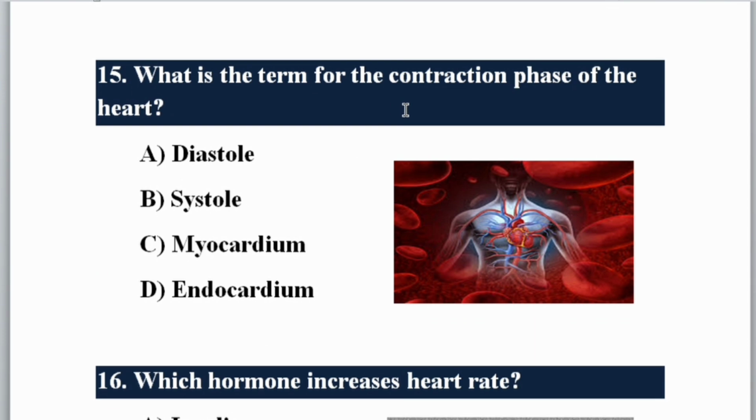What is the term for the contraction phase of the heart? Alpha, diastole. Beta, systole. Charlie, myocardium. Delta, endocardium. So for contraction phase, systole is used.